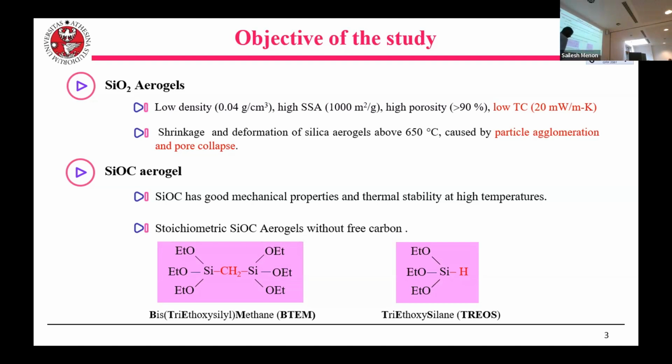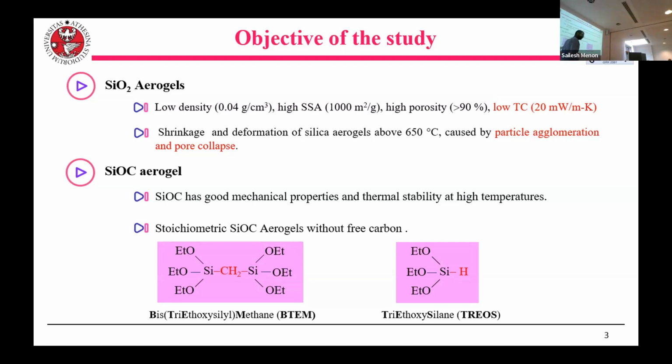Therefore, for the synthesis, we want to start from the stoichiometric SiOC aerogel, because we believe that the presence of free carbon in the SiOC skeleton will increase the thermal conductivity in the solid phase. Therefore, in order to avoid this, we start from the stoichiometric SiOC aerogel.